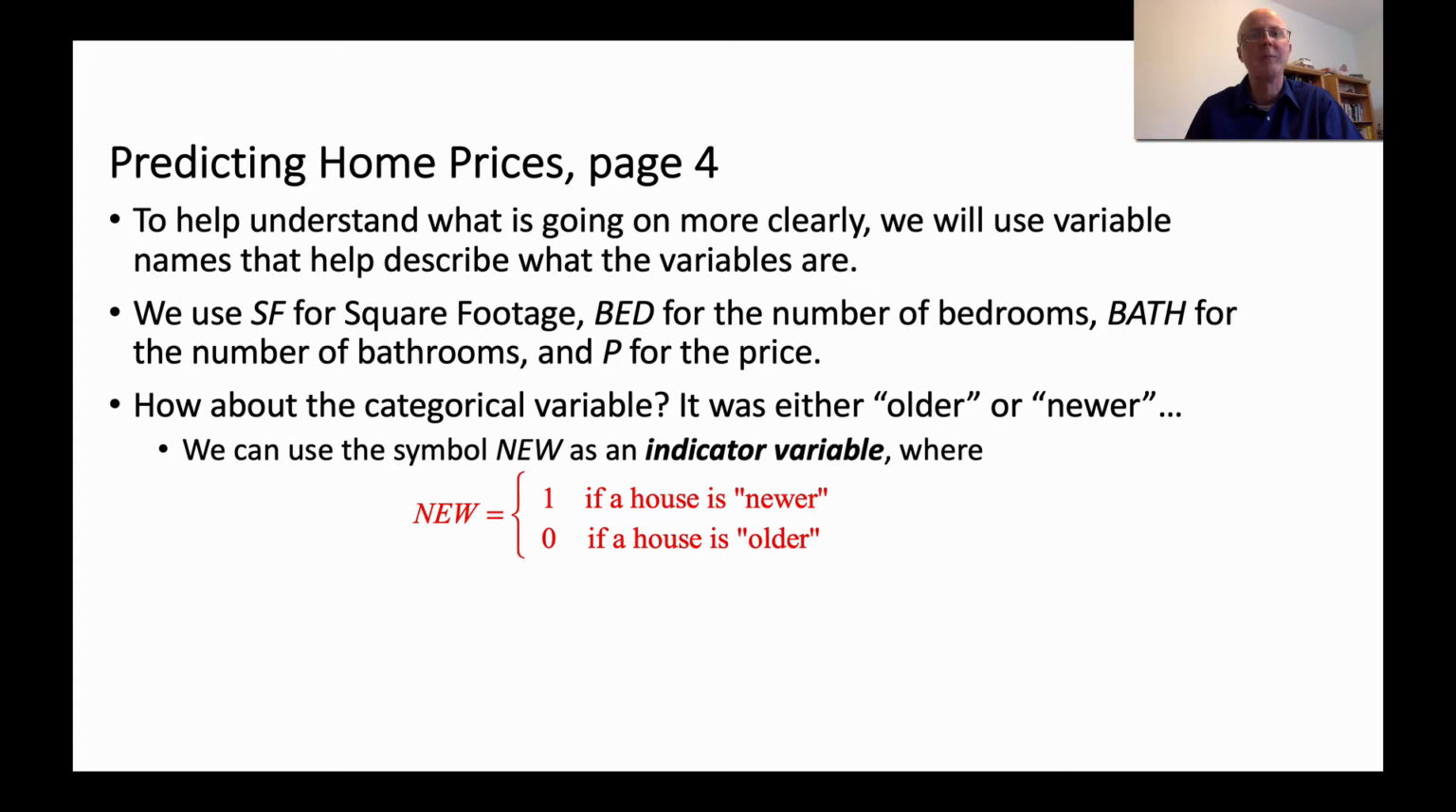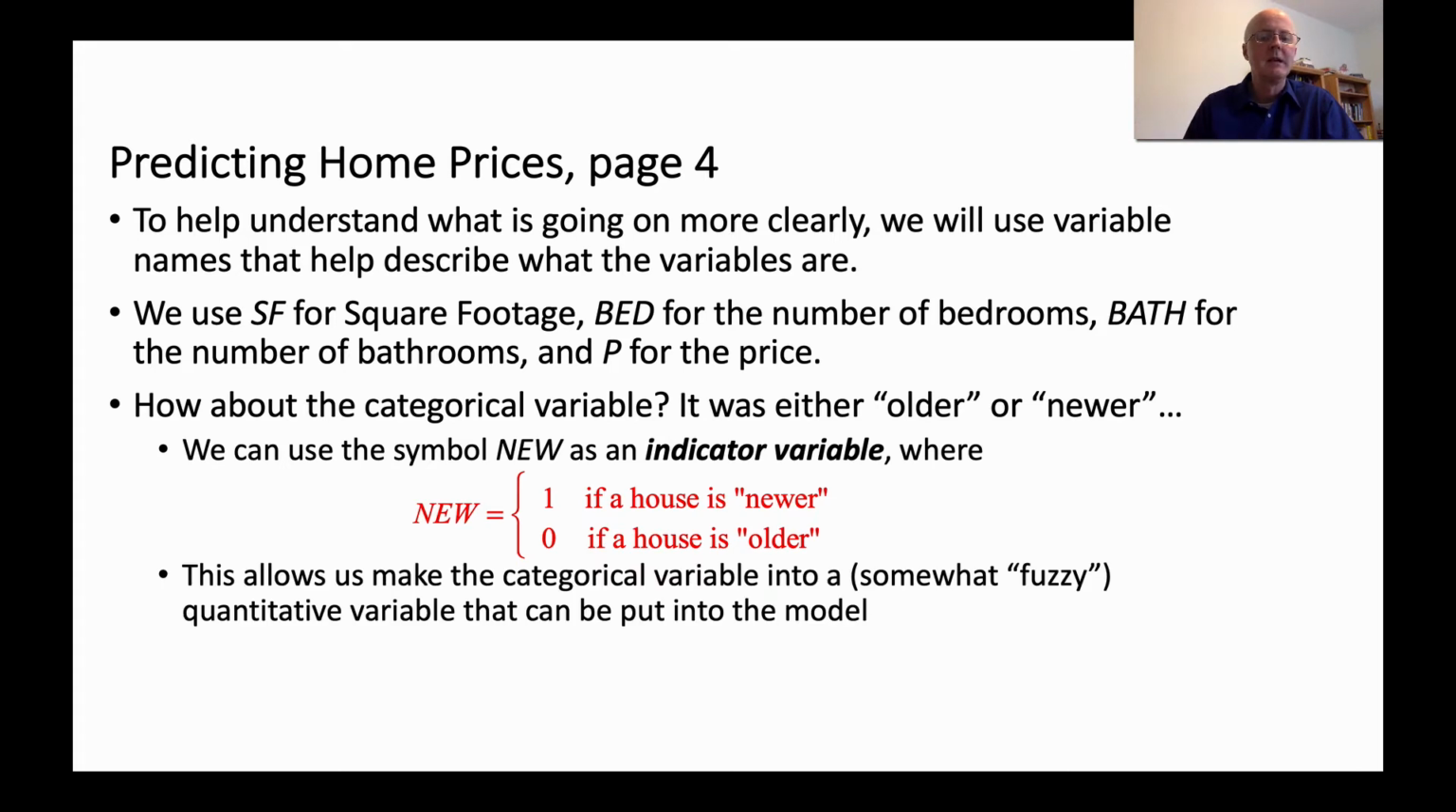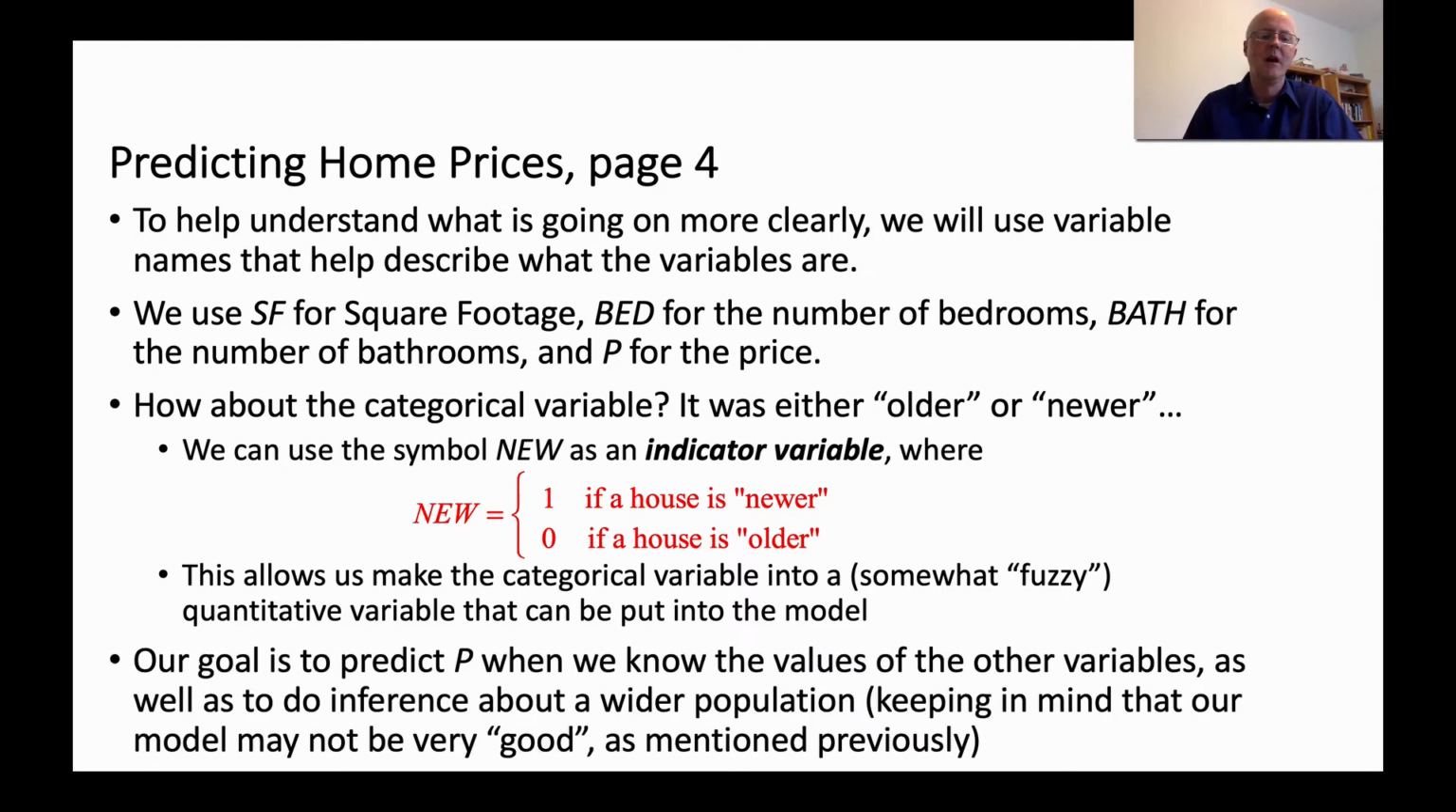There are actually a lot of older Ramblers in Roseville, Minnesota, homes built before 1960 that sort of fit the Rambler type. All right, so again, this makes the categorical variable into what you might say is a somewhat fuzzy quantitative variable. You know, what is newer really? I'm oversimplifying things, is maybe one way to think of this. Our goal is to predict P. So SF, bed, bath, and new are going to be explanatory variables, and P is going to be a response variable. Trying to predict P, the asking price, when we know the values of the other variables, as well as do inference about the wider population if other homes in Roseville, Minnesota went on sale back in June of 2014. What would we predict about those other homes? Keeping in mind, again, that our model may not be very good.